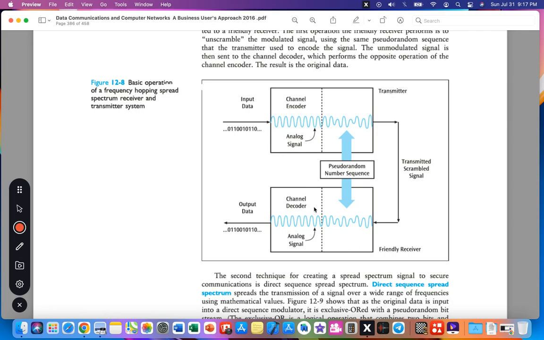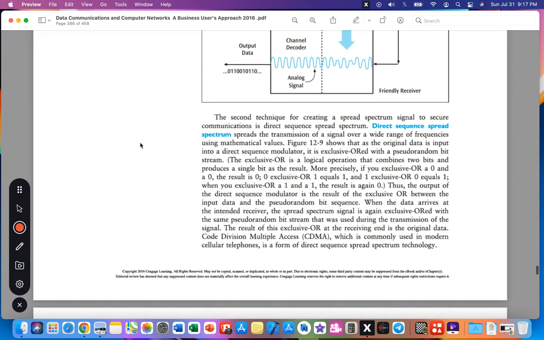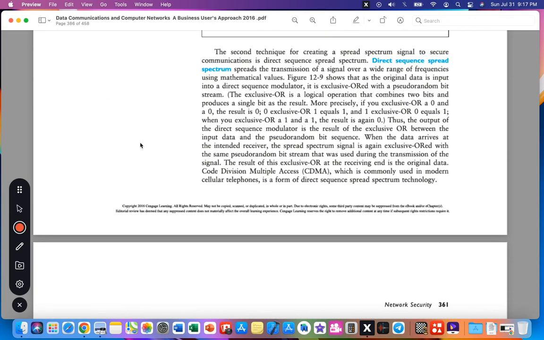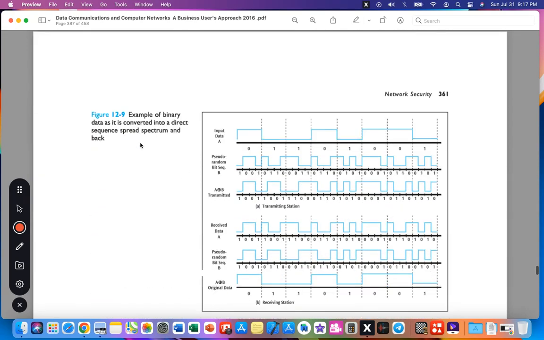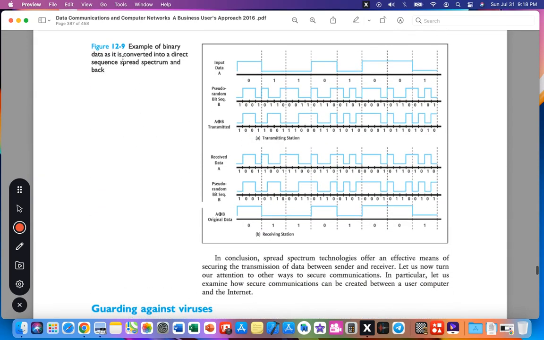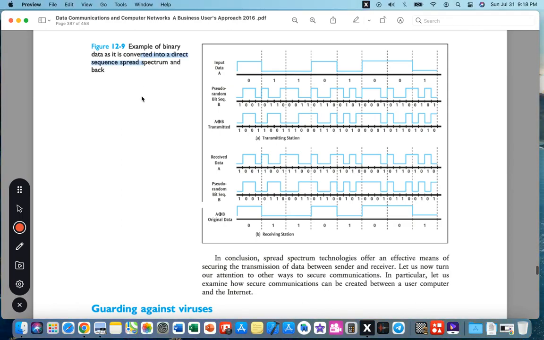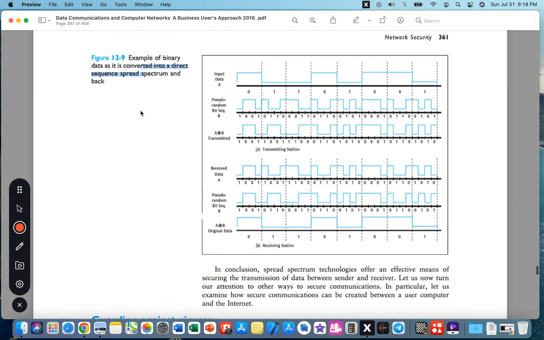Analog signal, channel decoder, analog signal, PN number sequences, transmitted scrambled signal. All right, so this is called spread spectrum. Basic operation of frequency hopping spread spectrum receiver and transmitter systems. Direct sequence spread spectrum. Example of binary data that is converted into direct sequence spread spectrum and back.